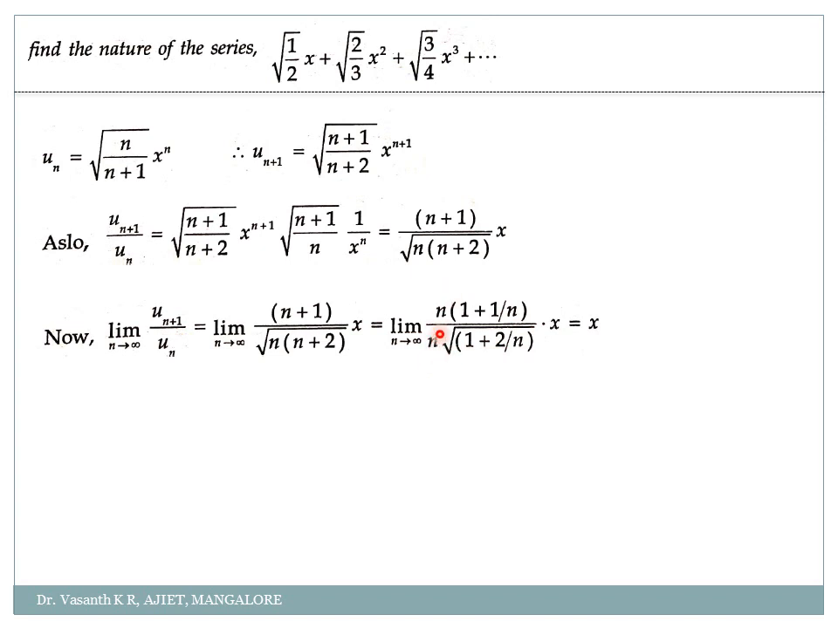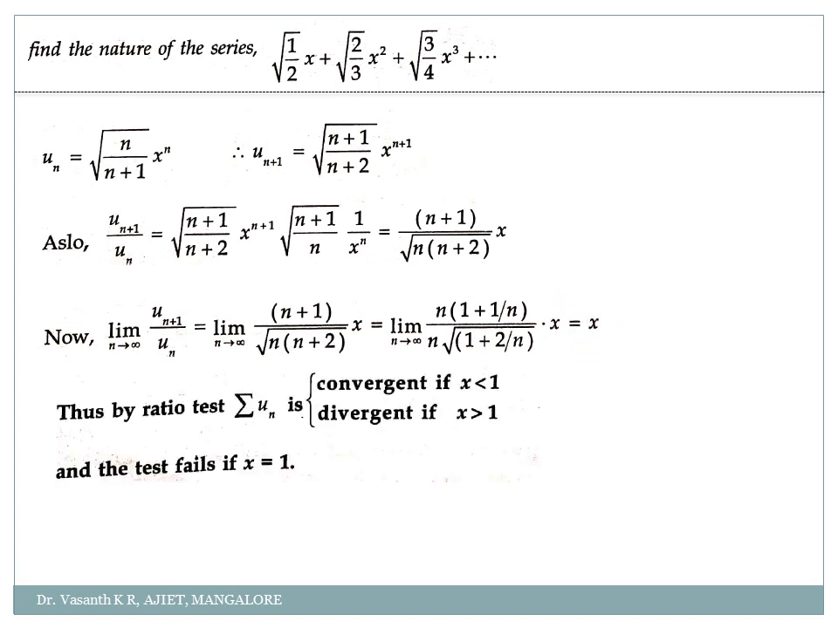Cancel n and n here. Apply the limits. When I apply infinity, 1 by infinity is 0, 2 by infinity is 0. So what will I get? Only x. X is there, only x will remain. Okay. So then I can tell that the test is convergent if that x is less than 1. The test is divergent if that x is greater than 1. And the test fails if x is equal to 1. Okay. So these are all the problems of Cauchy's root test and D'Alembert root test.